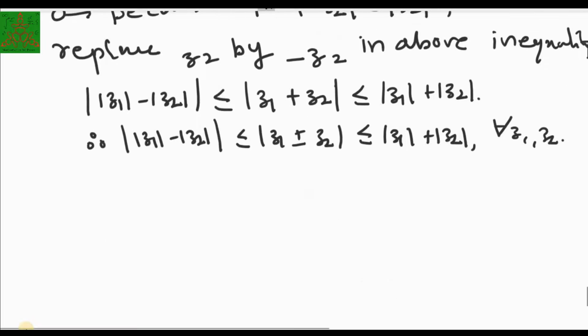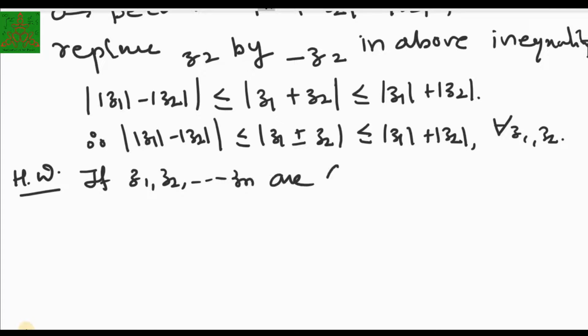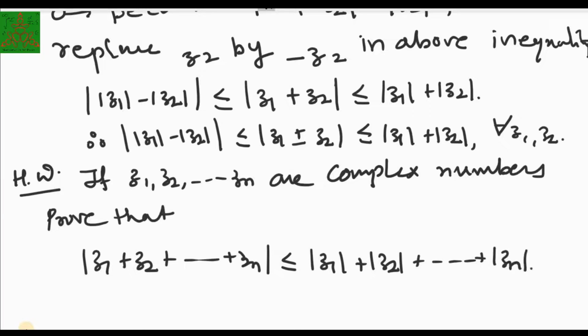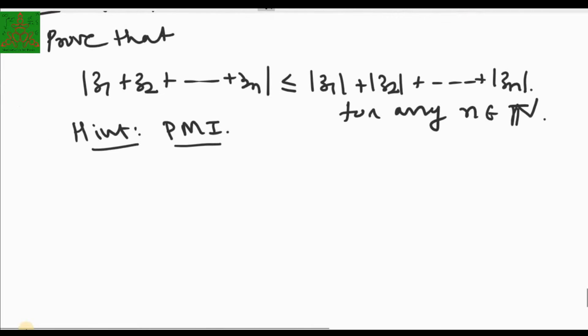Now the next result I am giving you as an exercise or homework. If z1, z2 up to zn are complex numbers, prove that mode of z1 plus z2 up to zn is less than or equal to mode z1 plus mode z2 and so on up to mode zn, for any n belonging to the natural numbers. For any n this is true. The hint is obviously PMI, that is, the principle of mathematical induction. So you can prove this result by induction.